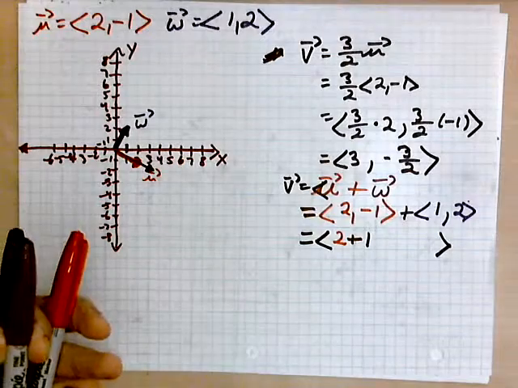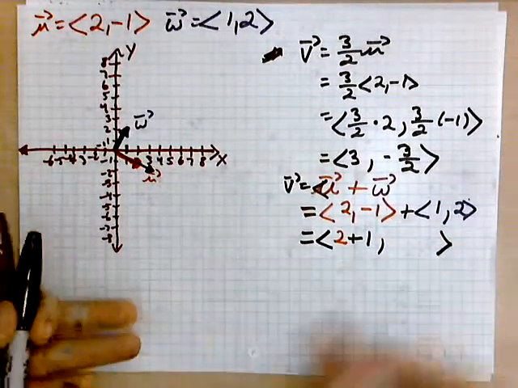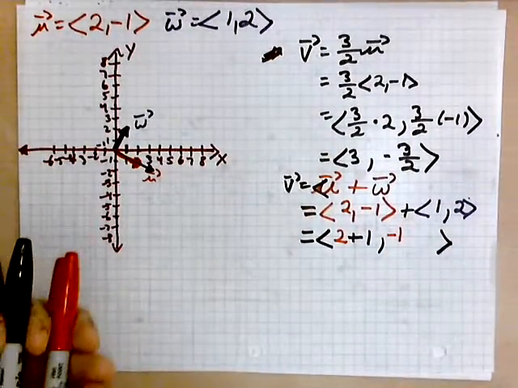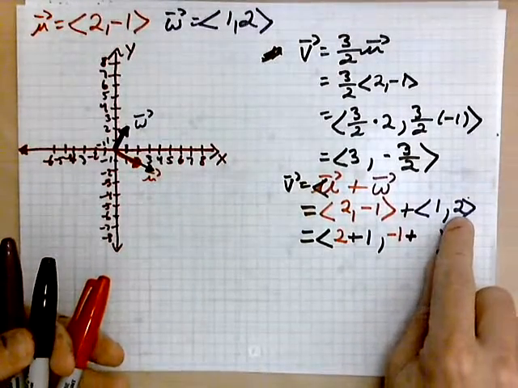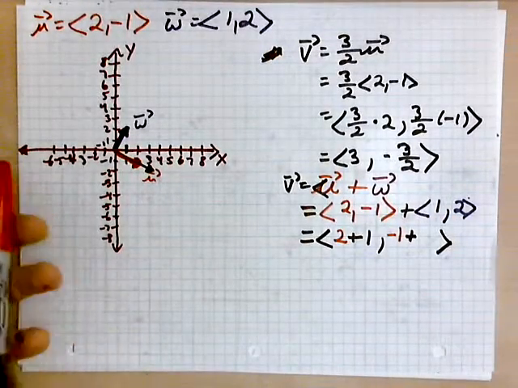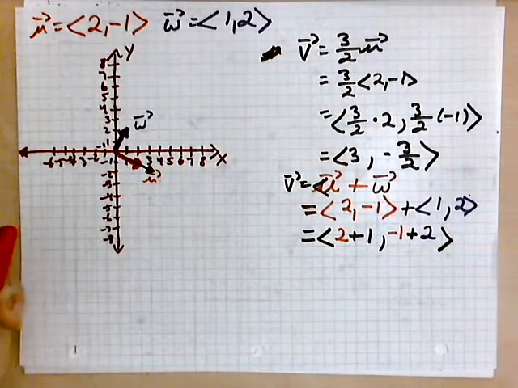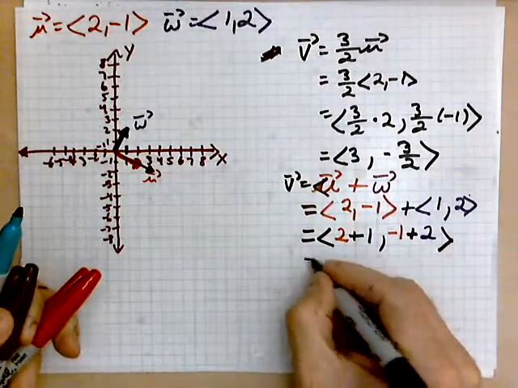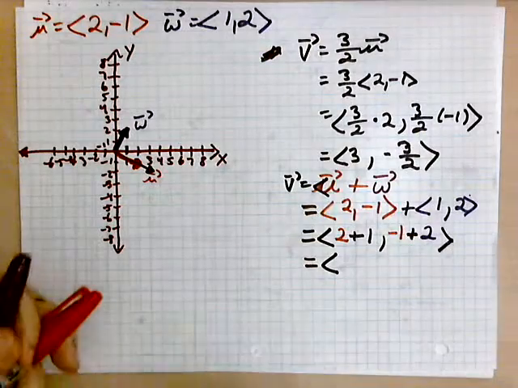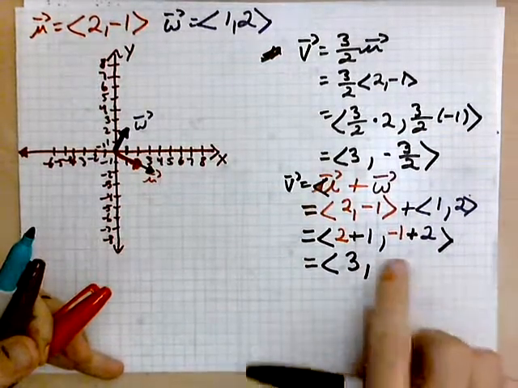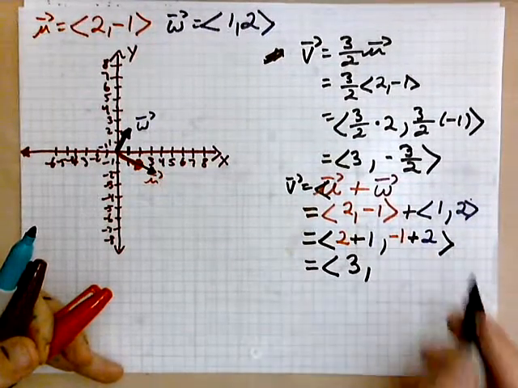At the next step, what we do is we take our -1 and we add to it that +2 from w. So it looks like this. The rest of it is simple arithmetic. So you have 2 plus 1, of course, which is 3. And then you've got -1 plus 2 positive, which is +1.